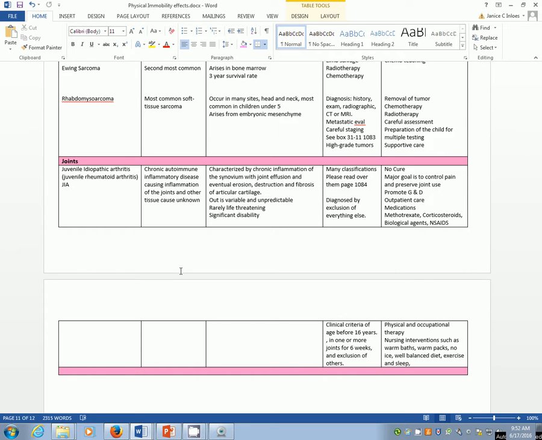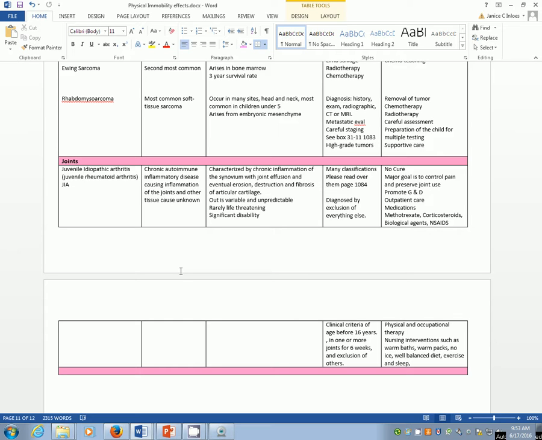This is a chronic autoimmune inflammatory disease, and they diagnose this based on age. You have to be younger than 16 to qualify for having JIA. Used to be called JRA, but now it's JIA. We used to see a lot of commercials about this. Don't see this much anymore, but we used to see a lot of this. We don't know why they developed this.